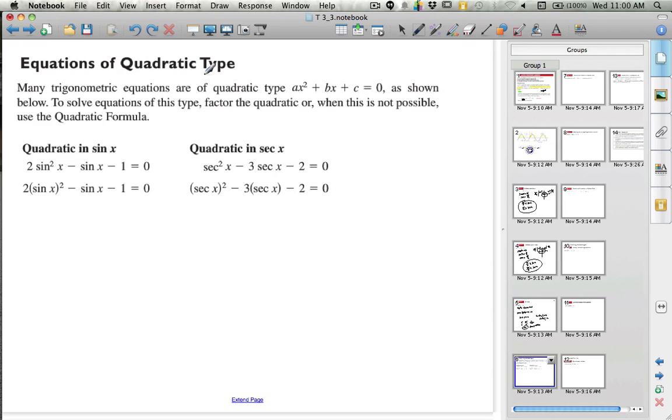Okay, sometimes our equations are in a quadratic type, like the last problem we did, but they're actually talking now about having 3 terms, and we can still factor them in the same manner that we might factor a quadratic function. And also, if we can't factor it that way, we could still use the quadratic formula on these.